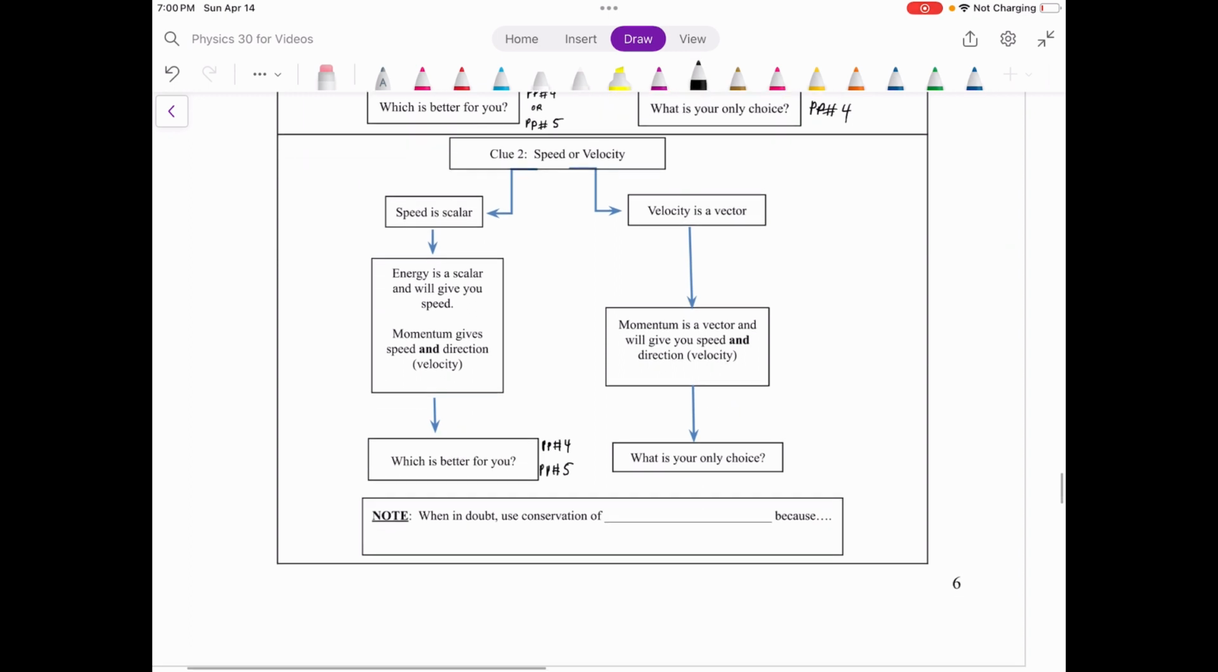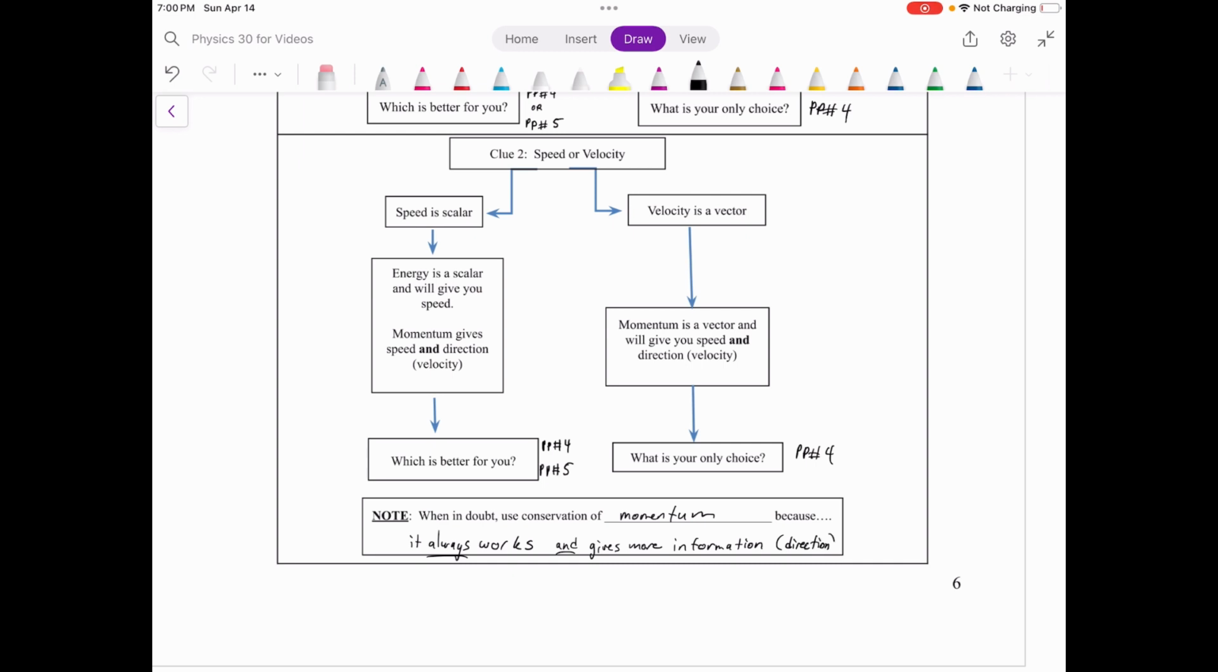So in that case, what's our only choice? Physics principle number 4, we would have to use the law of conservation of momentum. We could not use the law of conservation of energy. So when in doubt, use conservation of momentum because it always works. And, bonus, it also gives us more info, and the more info I'm talking about specifically is direction, right?